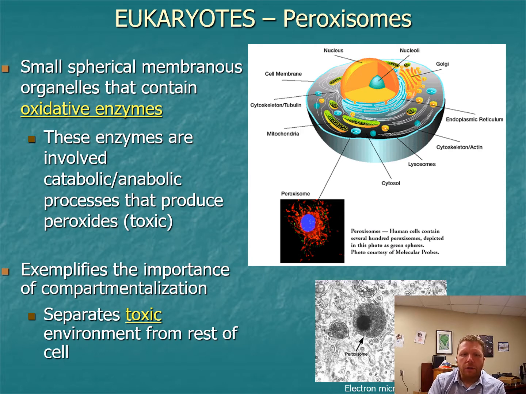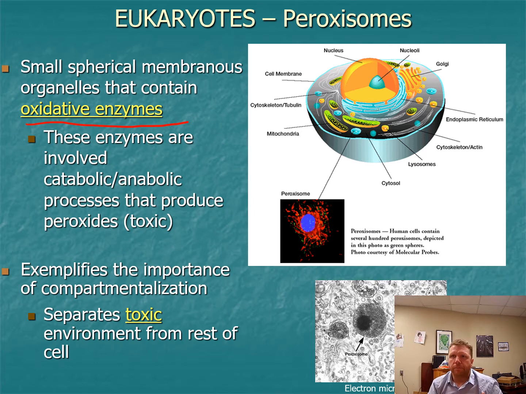Next up is our peroxisomes. These are small spherical membranous organelles that contain oxidative enzymes. These enzymes are involved in catabolic and anabolic processes that produce peroxides. This exemplifies the importance of compartmentalization, just like the lysosomes do.